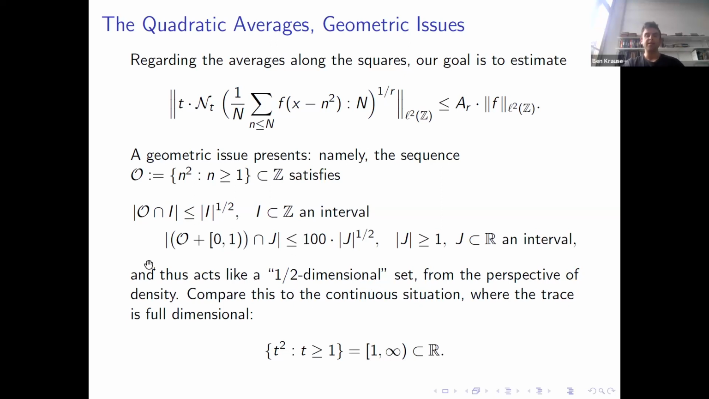And indeed, this property about the sequence plus the unit interval is very, very different from the continuous setting, where the trace of t squared is all of R. So in the continuous setting, the trace t squared traces out all of R, it's full dimensional. In the discrete setting, the orbit n squared is only half dimensional. So there's very, very different geometry going on if you try to compare the discrete and the continuous formulation.